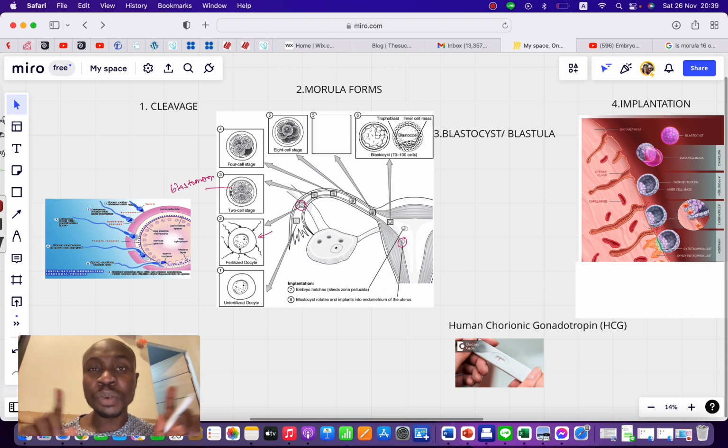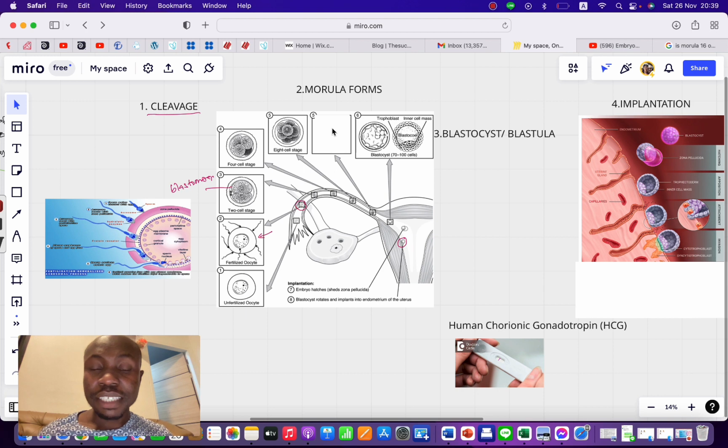Now, what we can see is that the cells are dividing from 2 to 4 to 8, but there is no growth. They are not getting bigger. They're just dividing. And we call this division cleavage. So what is cleavage? It is division with no growth. They're dividing from 2 cells to 4 cells to 8 cells, but they are not getting bigger.